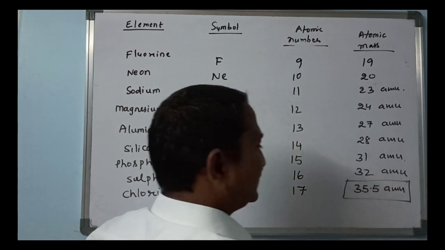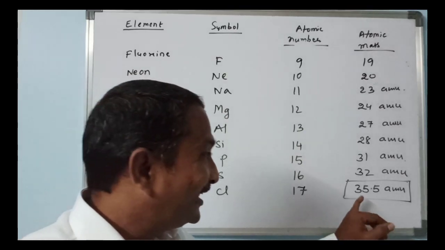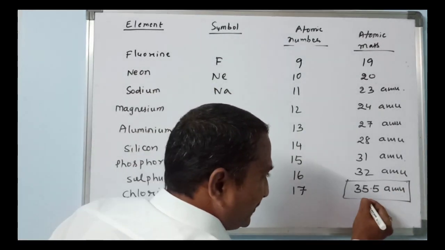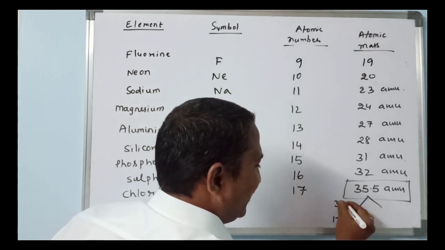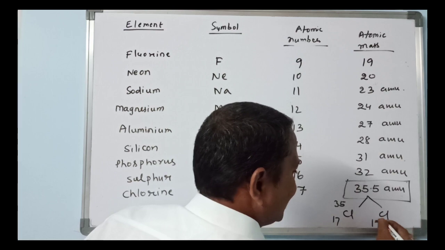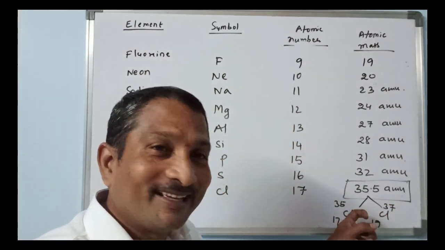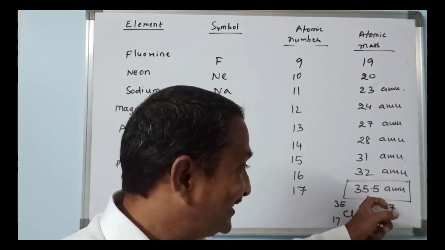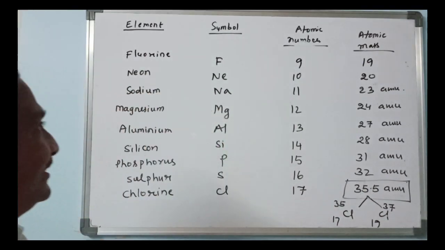Remember, see this value. Why is the atomic mass of chlorine 35.5, a fractional value? Because it is derived from two isotopes. One is Cl-35, another one is Cl-37. Okay, that's why atomic mass of chlorine is a fractional value, because it is derived from two chlorine isotopes. Okay, note down.